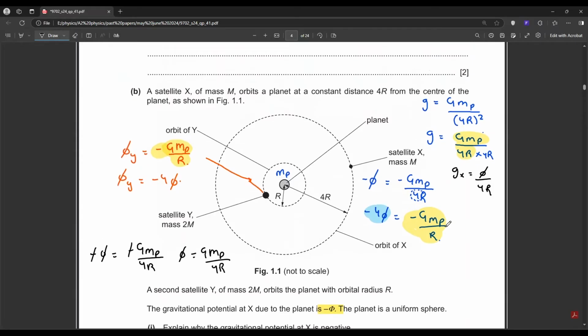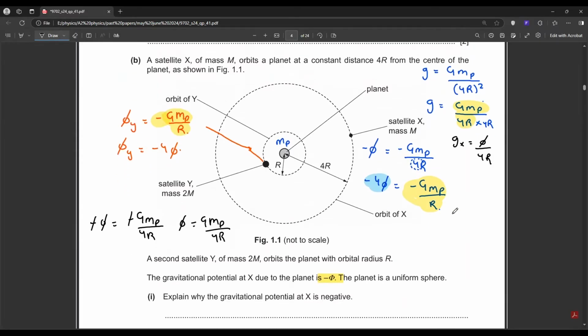Now let's do the same thing for satellite Y. I don't have to remove anything. Let's calculate the gravitational field strength at satellite Y. The gravitational field strength at satellite Y is equal to the gravitational constant multiplied by the mass of the planet divided by r square. Can you write it like this, that gravitational field strength at Y is equal to capital G mass of the planet divided by r into r? Yeah.